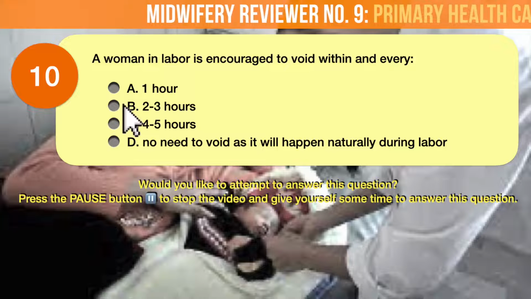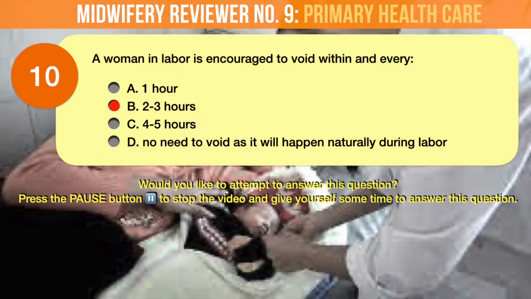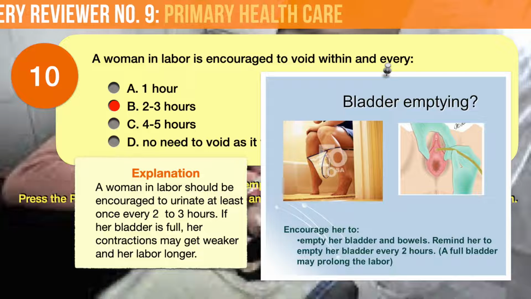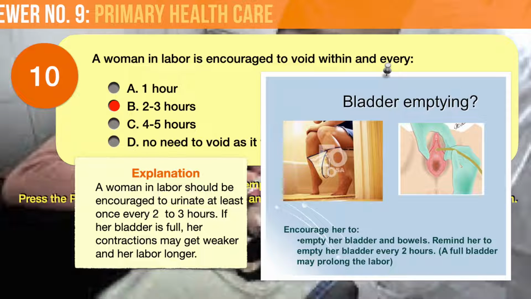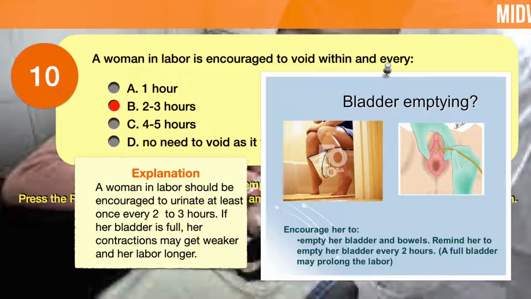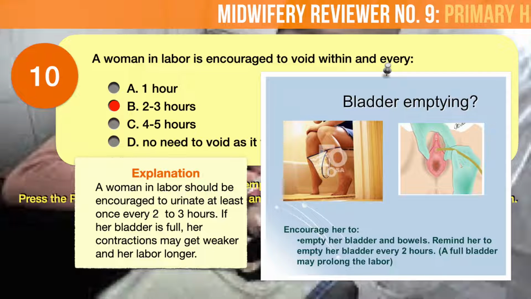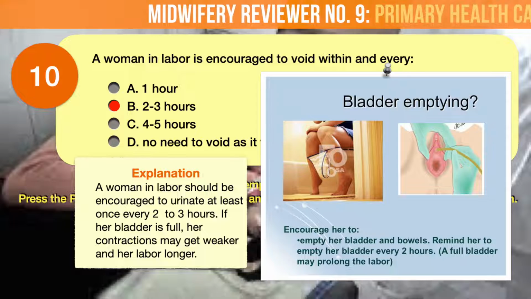The correct answer is B. 2 to 3 hours. Voiding means emptying the bladder. A woman in labor should be encouraged to urinate at least once every 2 to 3 hours. If her bladder is full, her contractions may get weaker and her labor longer. A full bladder can also cause pain, problems with pushing out the placenta, and bleeding after childbirth.